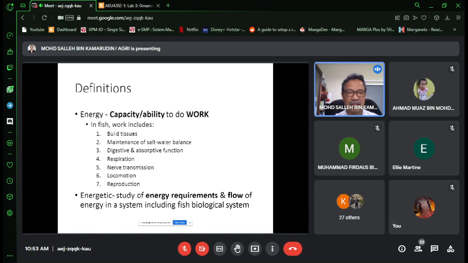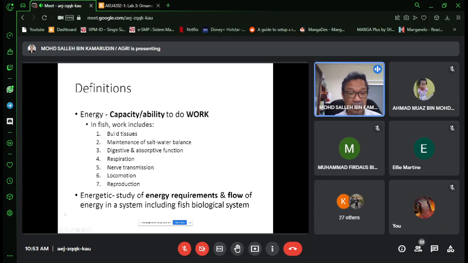Respiration juga memerlukan tenaga. Nerve transmission juga memerlukan tenaga. Of course, locomotion, movement, ya, memerlukan tenaga. Dan reproduction juga memerlukan tenaga. Sebab tu kalau ibu bersalin tu, dia perlu ada cukup tenaga. Kalau tidak, tak boleh keluar baby, ya. So that's what dari segi reproduction ni perlu juga tenaga.